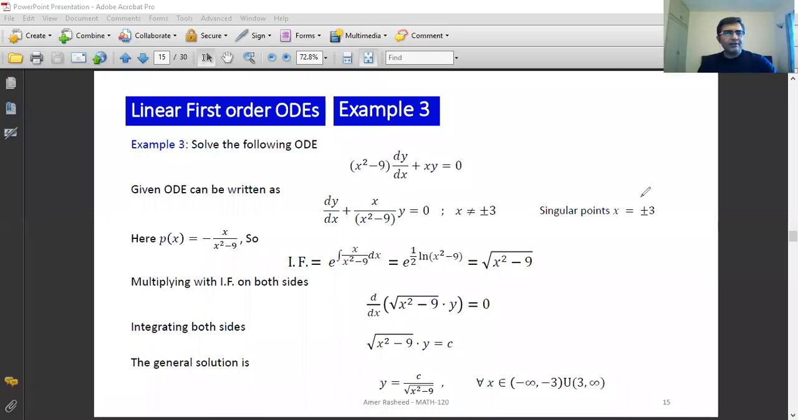So, welcome to the next lecture of linear algebra. In the previous lecture, we were discussing linear first order ODEs. Today, we shall continue with the linear first order ODEs. We were discussing example 2 in the previous lecture, so today we are going to discuss example 3.